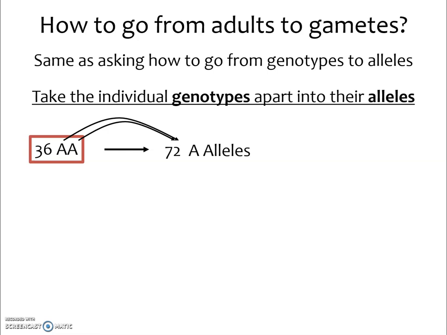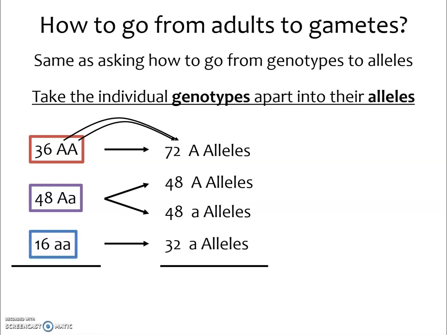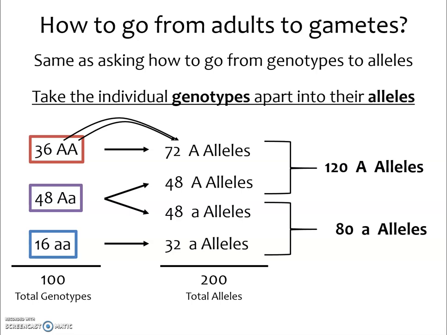All right, so we could think of our 36 individuals with two big A's, two dominant alleles. 36 times 2 is 72, so there's 72 big A alleles from those individuals in our gene pool. We've got our 48 heterozygotes, and they have 48 of each allele, so we've got 72 plus 48 big A alleles. Then we've got our 16 individuals that each have 2 little a's, so that's 32 little a's from them. So 72 plus 48 is 120 big A alleles. 48 plus 32 is 80 little a alleles.